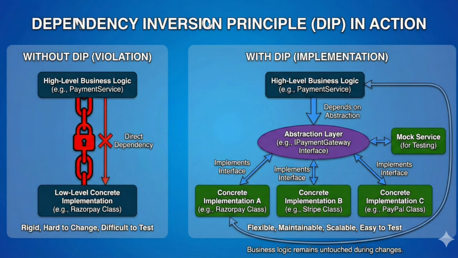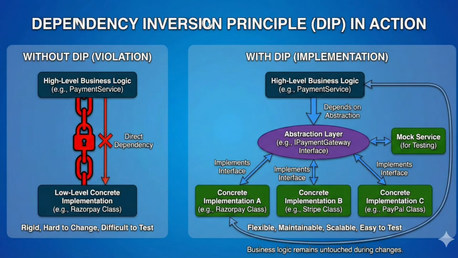This principle is not just theoretical. It is deeply used in real-world frameworks and enterprise systems. Modern frameworks like ASP.NET Core, Spring Boot, Angular, Nest.js, and many microservices architectures heavily rely on dependency inversion. Clean architecture, onion architecture, and hexagonal architecture are all strongly based on this principle. The reason is simple: dependency inversion keeps your core system safe, while letting implementation details change whenever necessary.